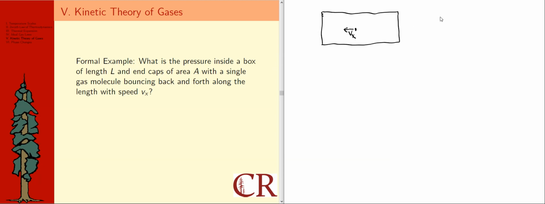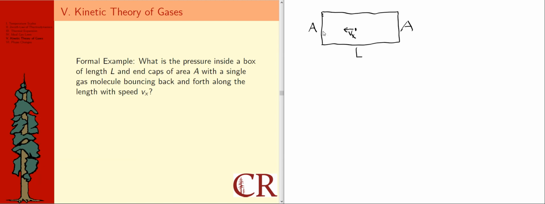Again, this molecule is just bouncing back and forth. The two ends of this container have an area A, it's symmetric, and there's a length L for the overall length of this box or container, and we're being asked to find the pressure. It turns out we can do this in a way that's very similar to the bullet example. We can look at the momentum of this molecule as it bounces back and forth, and how that momentum relates to a force through, say, impulse.